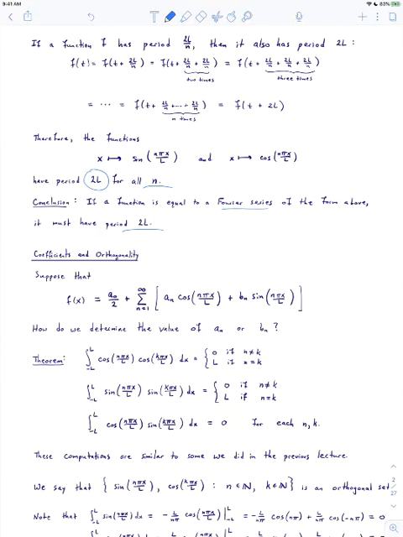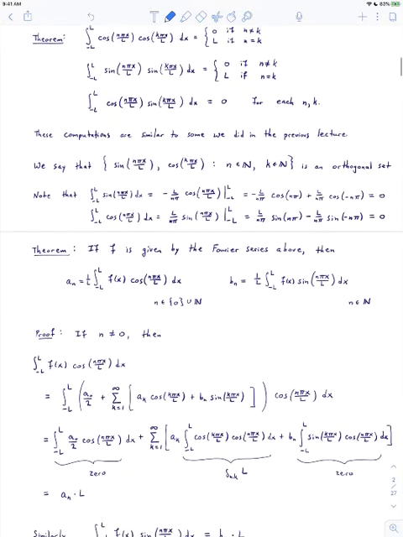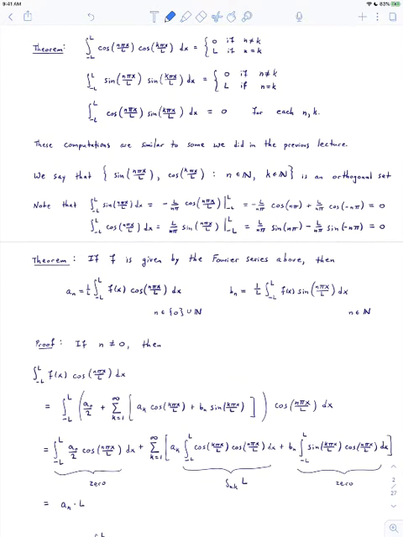So these computations are similar to ones that we've done in a previous lecture, so we won't go through them here. We will make use of them, however. We say that this collection of functions, sine of n pi x over L and cosine of k pi x over L for all n and k, is an orthogonal set. It's orthogonal because when you integrate them against each other, you get 0, but when you integrate a function against itself, you get something which is non-zero.